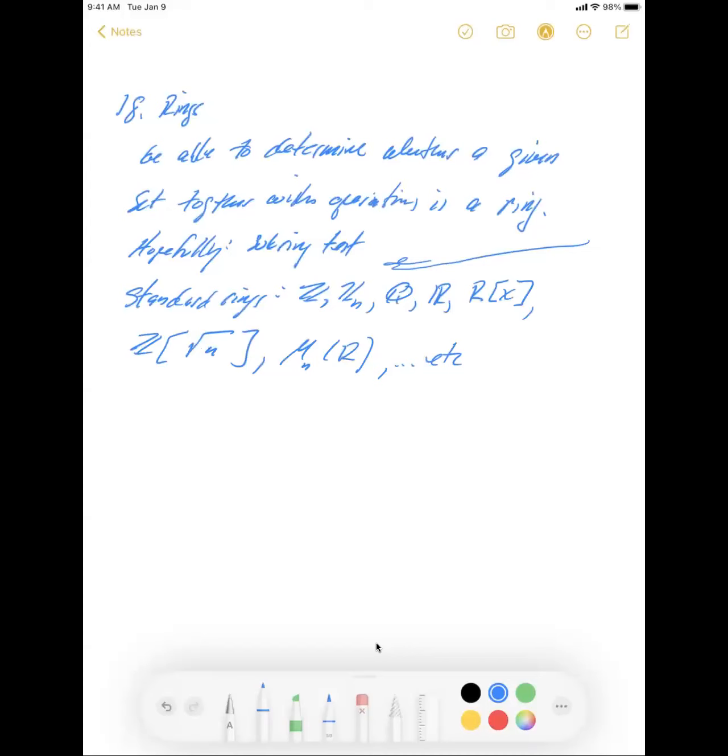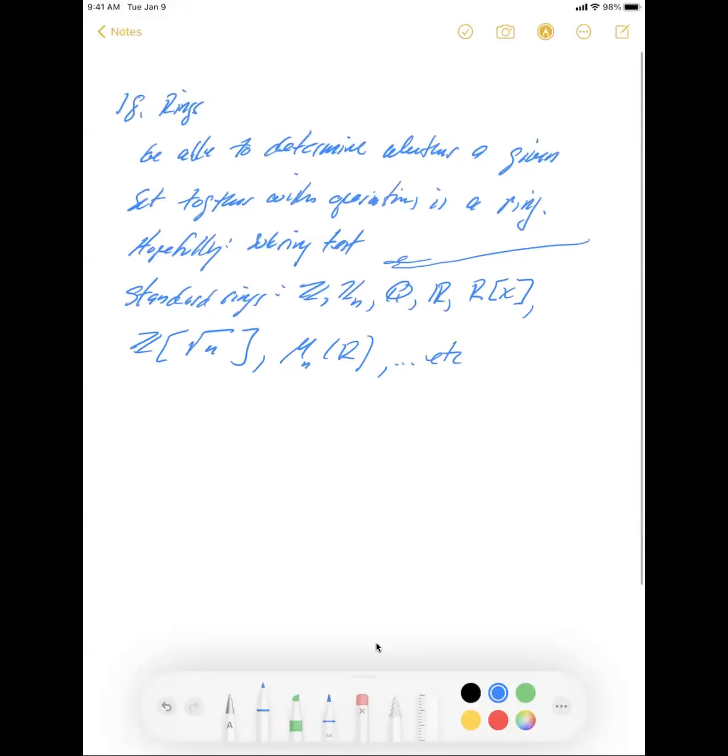What else we got here? Ring homomorphisms. We introduced them in this chapter, although we didn't do a whole lot with them until later on. Homomorphisms. Unit. Field.